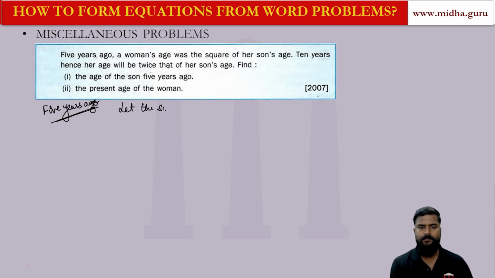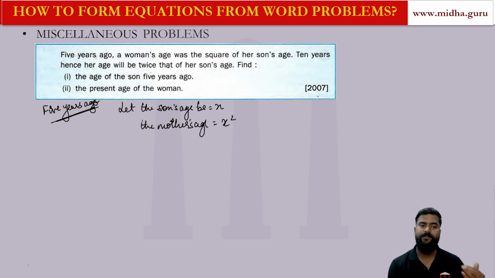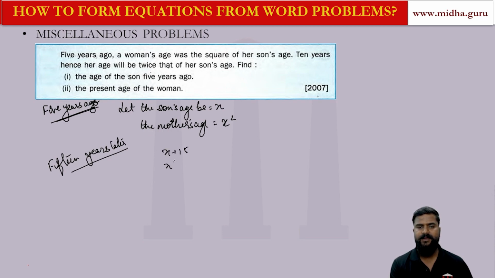Let the son's age 5 years ago be x. So now the mother's age is x squared, right? It says it's the square of her son's age. 10 years hence. Now since this is 5 years ago and this is 10 years from the present time, it means it is 15 years later, right? So 15 years later, their ages will be x plus 15 and x squared plus 15, right?